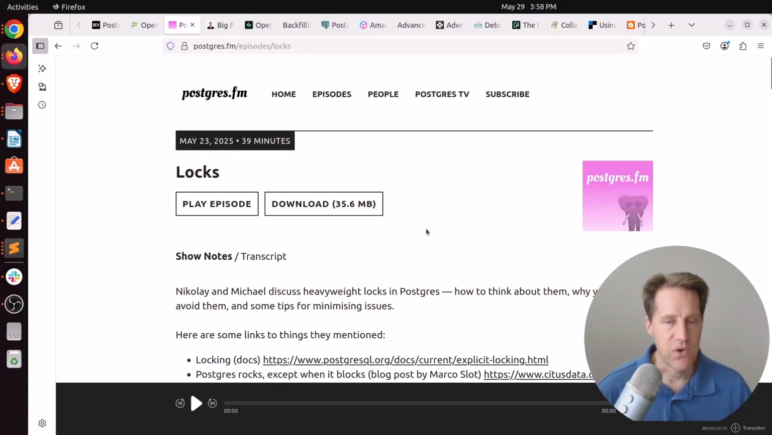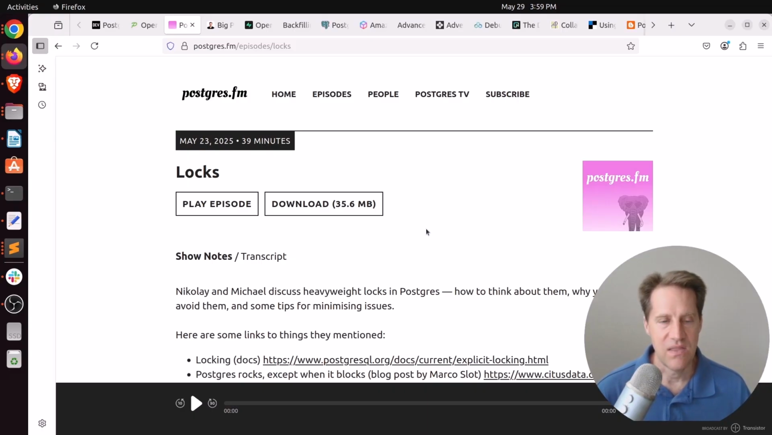Next piece of content, there was another episode of Postgres FM last week. This one was on locks. And more specifically, they're talking about heavyweight locks that you can set at a table or row level. And one thing that Nikolai started off mentioning is that if there's one thing you need to know about locks, they don't get released until the transaction is complete. So if you're going to start a transaction and lock something, know that it will be locked until the end of that transaction.